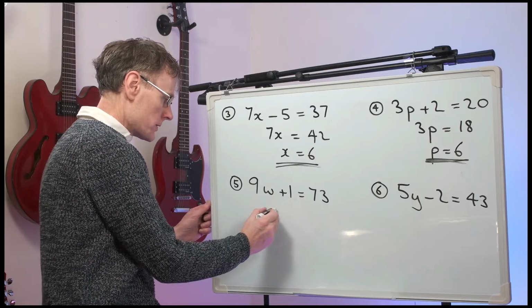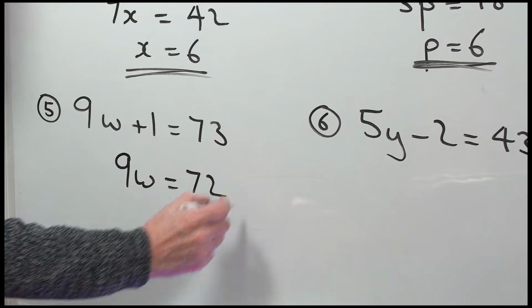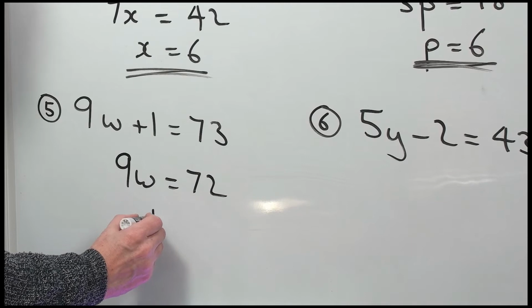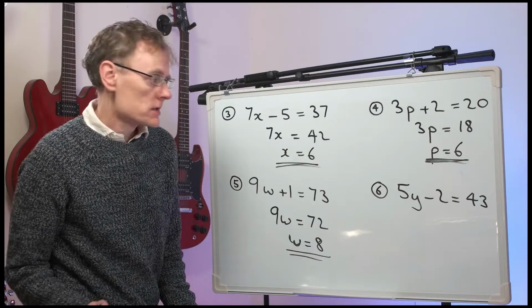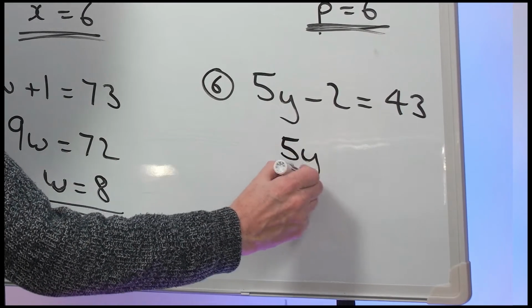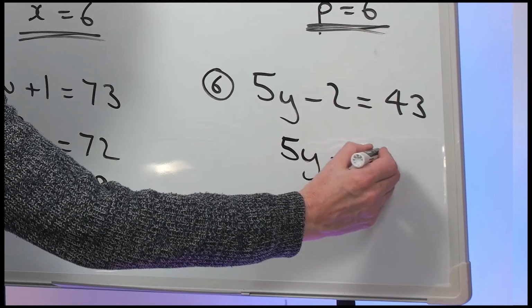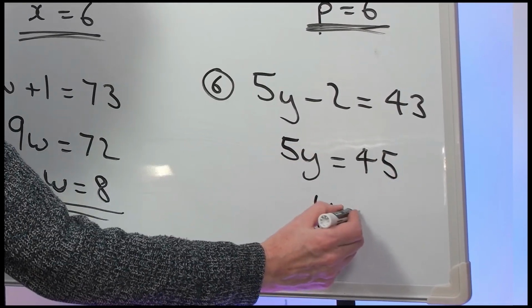Number 5. Take away 1 from both sides. 9w equals 72. So w equals 8. Number 6. Add 2 to both sides, so 5y equals 45. Divide both sides by 5, y equals 9.